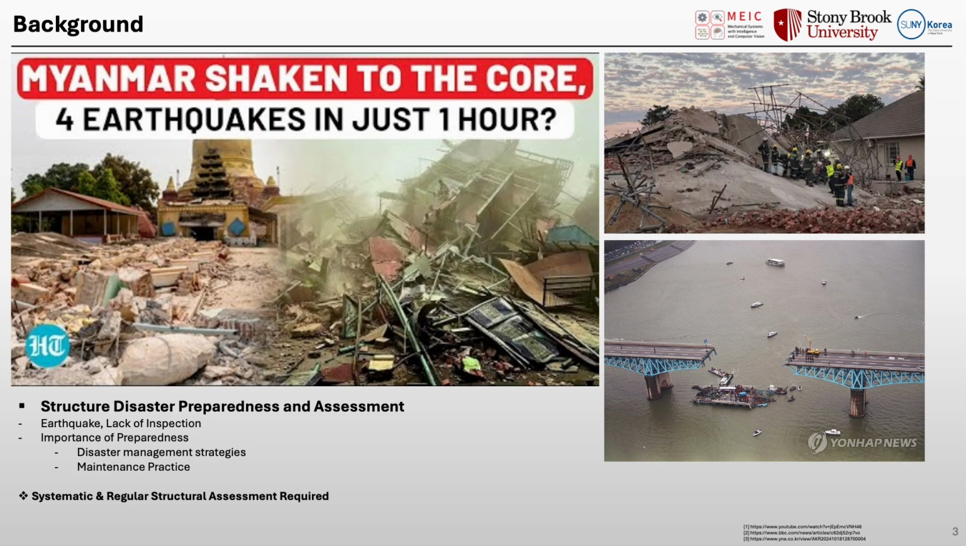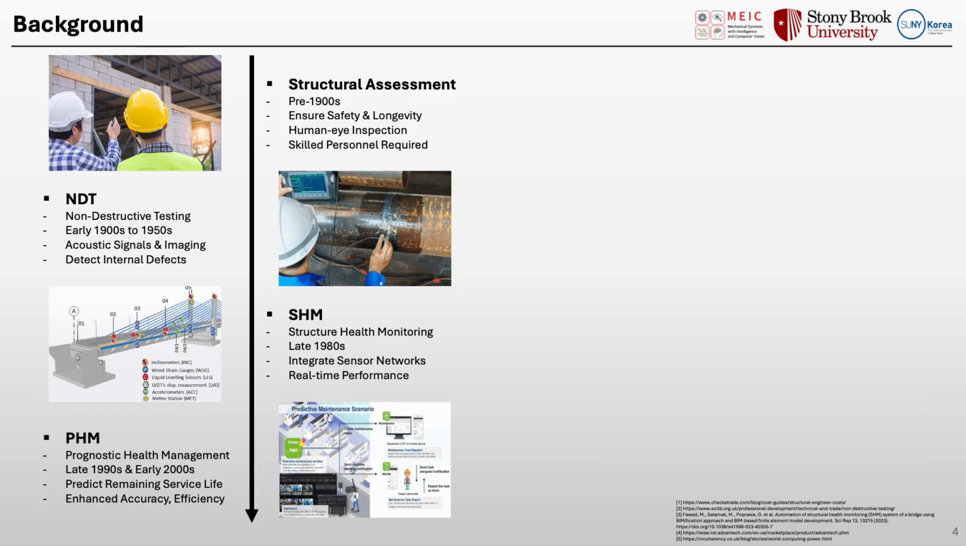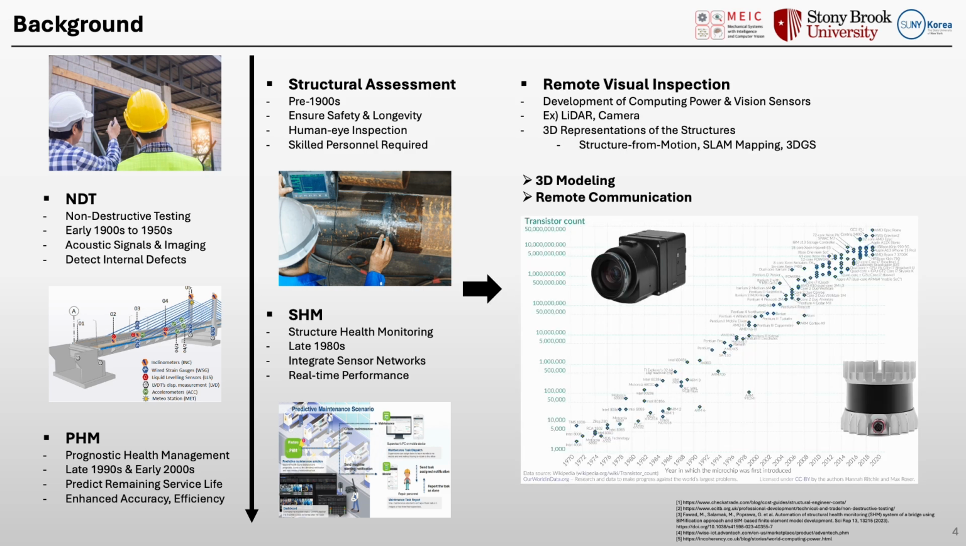Throughout the years, due to the lack of inspection and assessment, buildings have collapsed and caused serious damages. Now, systematic and regular structural assessments are required. Structural assessment has been developing from NDT to PHM. Now, remote visual inspection is a new way to assess, thanks to the development of computing power and vision sensors.